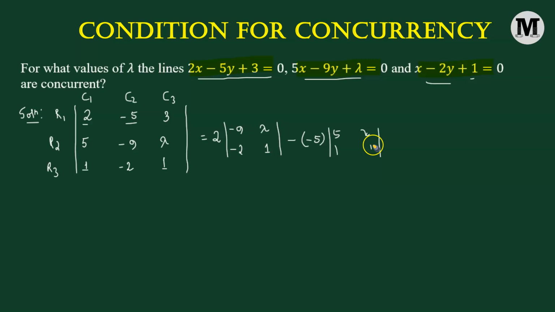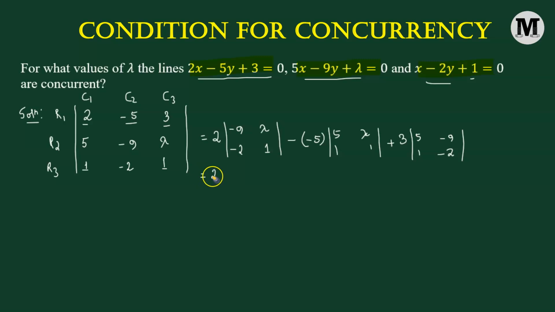Here we have considered the 2 by 2 determinant by rejecting the row R1 and the column C2, because that contains negative 5. And then finally, coming to the element in the first row, third column, which is 3, it gets multiplied by the 2 by 2 determinant 5, negative 9, 1, and negative 2. That is also obtained by rejecting the entire row and column containing 3, so we have rejected R1 and C3.